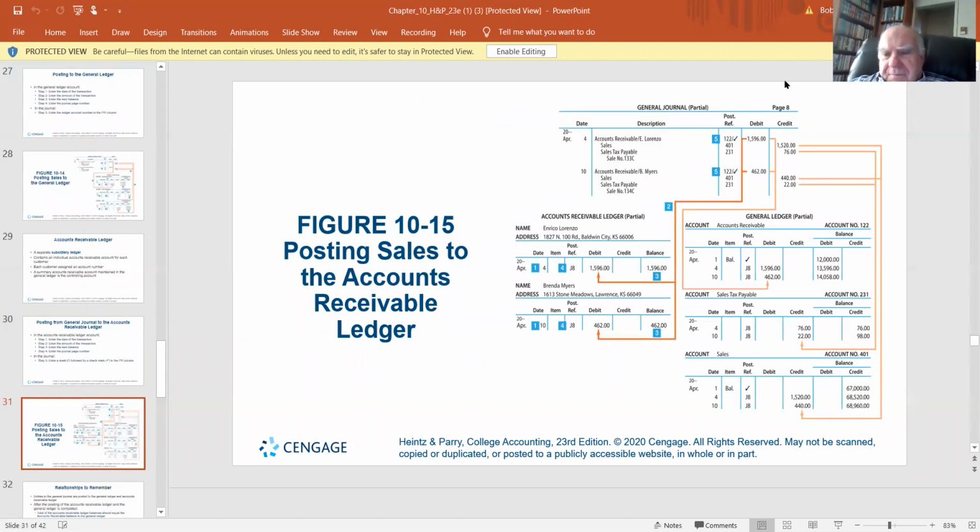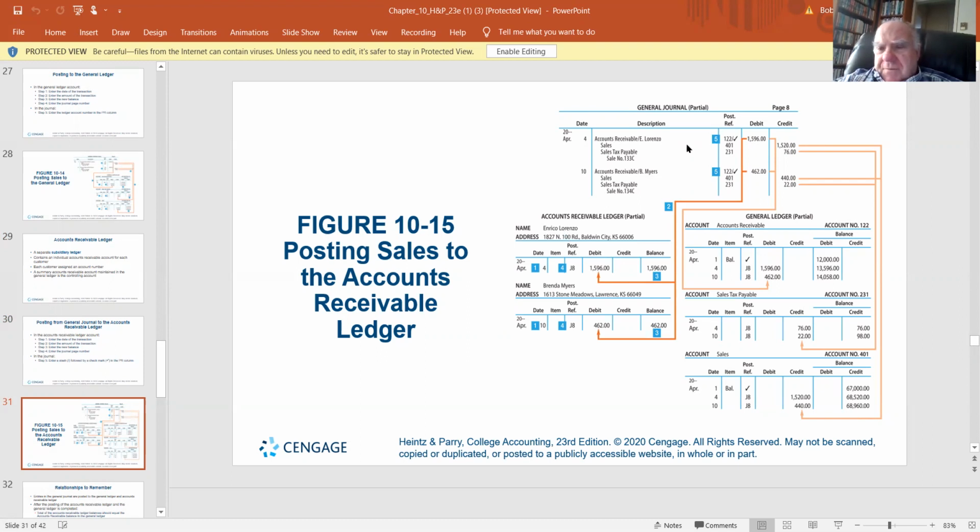And there it is. We're working with the same two people, Lorenzo and Myers. We just went through the accounts. We just went through the general ledger. This is the general ledger here, but take a look at your AR ledger. You notice you don't see the word accounts receivable. You don't see the word sales tax payable or sales or anything. What you see is the customer name.